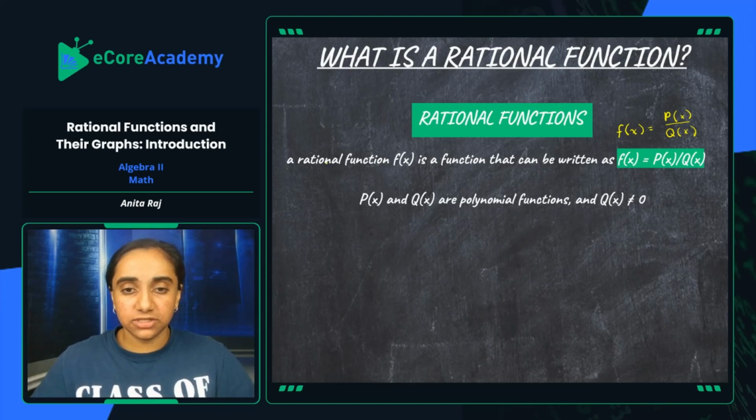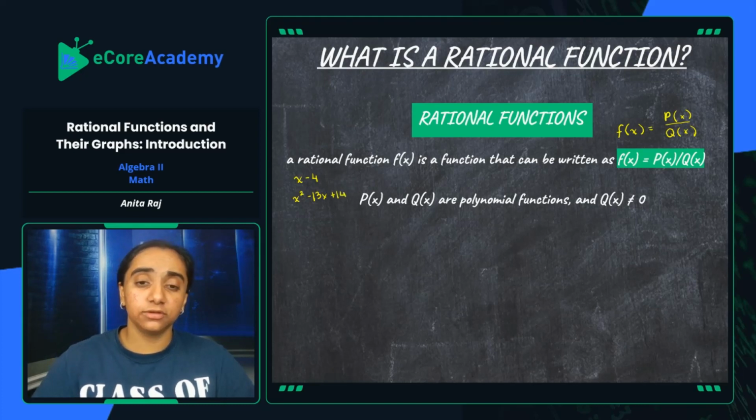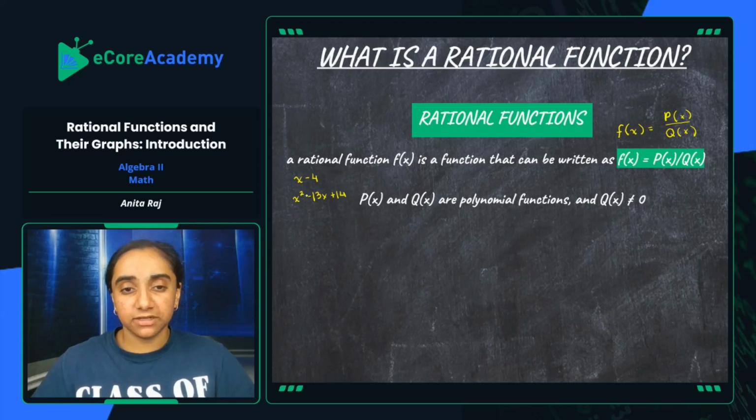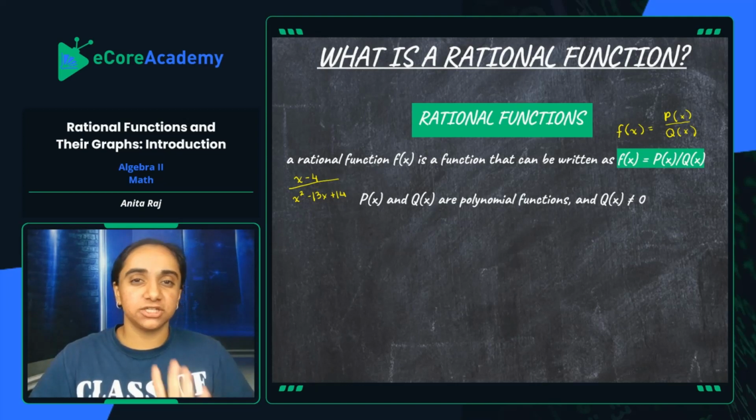For example, we could say something like p of x is equal to x minus 4, and then q of x could be equal to something like x squared minus 13x plus 14. I'm just making these up. So those would be examples of polynomials that p of x and q of x are. And because p of x is the numerator and q of x is the denominator, our rational function is equal to x minus 4 over x squared minus 13x plus 14. So that's just an example.